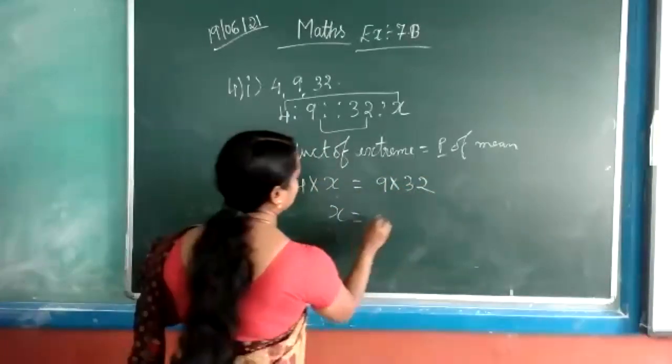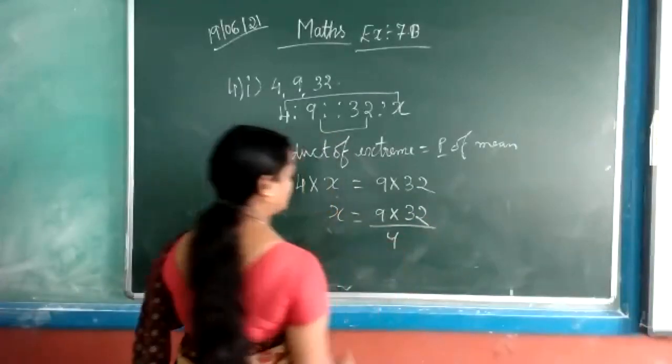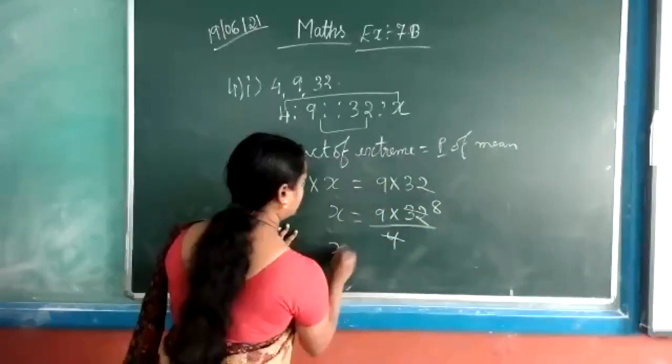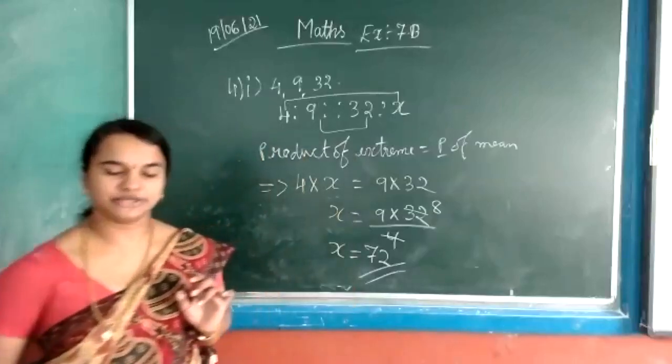Now x equals 9 into 32 upon 4. 4 eights are 32, so 9 into 8, 72. The answer is 72.